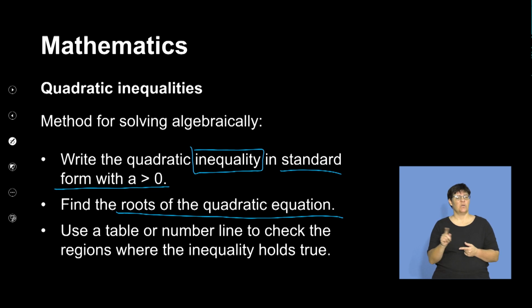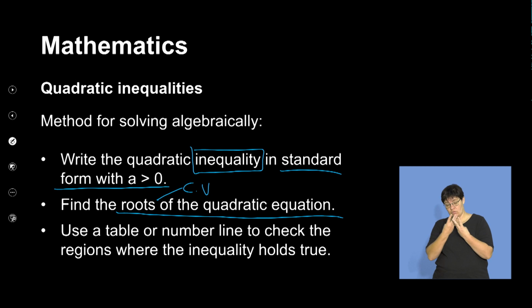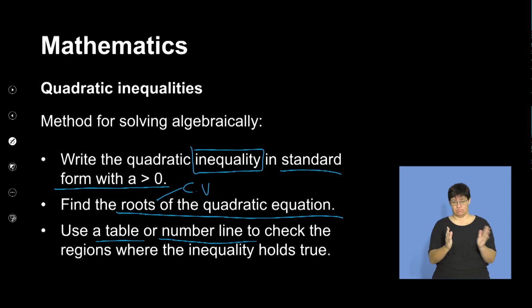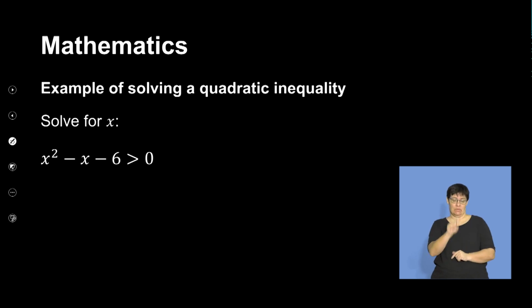The other word for roots, we normally call it the critical values, which I will just say is CV. That's where we're going to use our starting point. So the two roots that you're going to find will be our starting point to talk about the solution. You then use either a table or a number line to check whether the regions of that inequality hold true at all times, because remember, it's all about making the inequality true. A typical example will be x squared minus x minus 6.